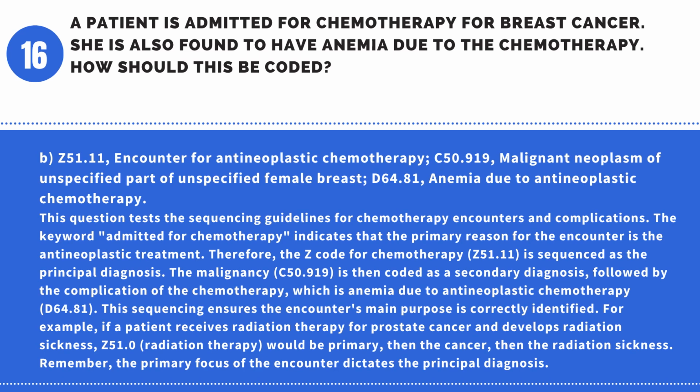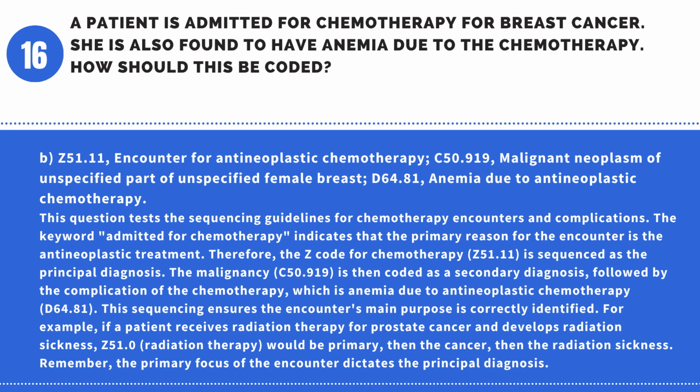Answer B. Z51.11, encounter for antineoplastic chemotherapy. C59.19, malignant neoplasm of unspecified part of unspecified female breast. D64.81, anemia due to antineoplastic chemotherapy. This question tests the sequencing guidelines for chemotherapy encounters and complications. The keyword admitted for chemotherapy indicates that the primary reason for the encounter is the antineoplastic treatment.